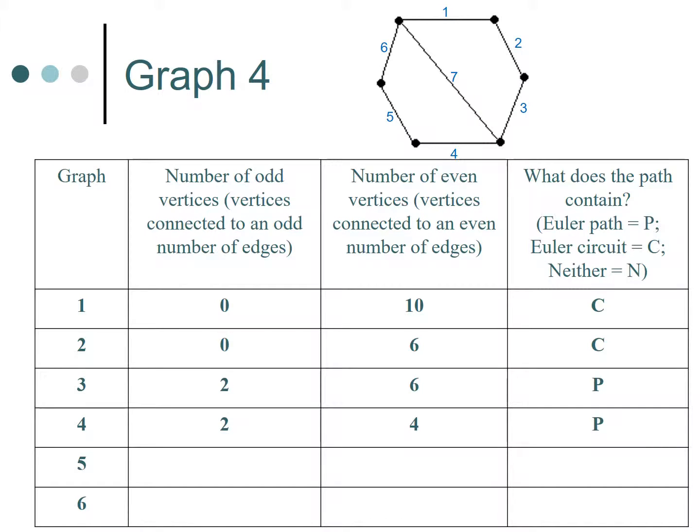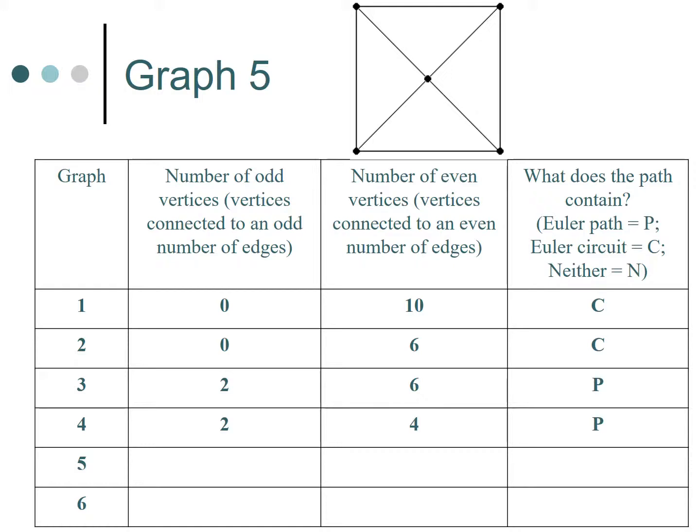Now, again, we count the one that has the diagonal to it. The top has 3 edges. It's odd. The bottom of the diagonal has 3 edges. And the other 4 points have 2 lines going into them, so they're even. So we end up with 2 odd points and 4 even points. So it's a path.